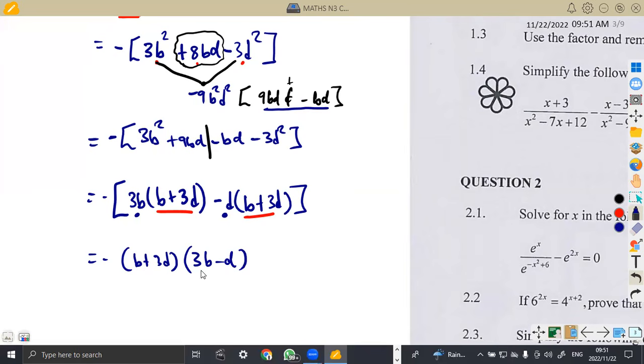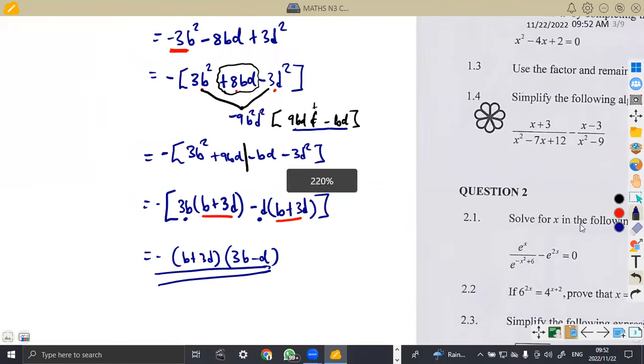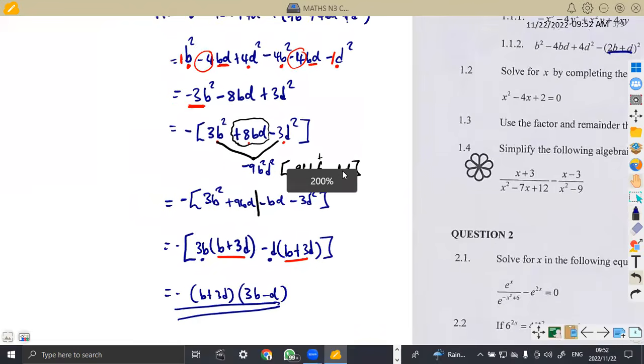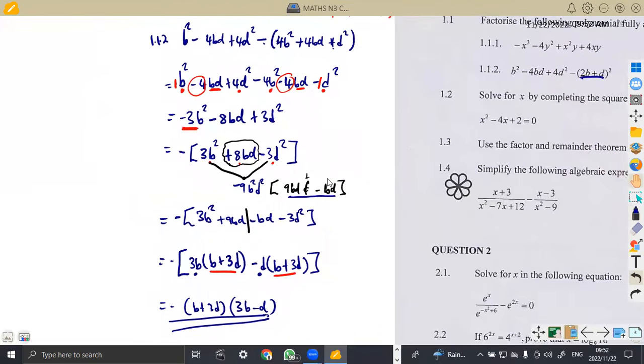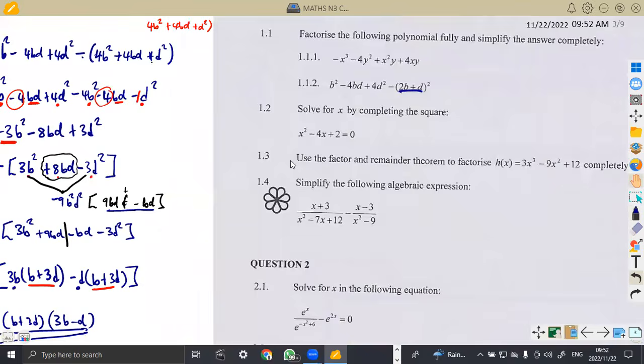That is what we're going to have. So make sure your factorization is done properly. Check your steps. The way that you factorize, make sure that everything is in a proper manner, just like what we had on this part. Okay, let's check the other part.